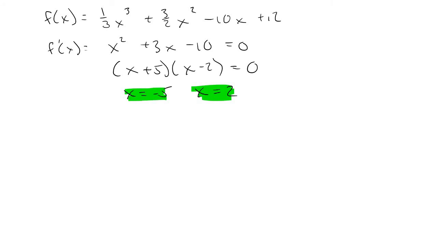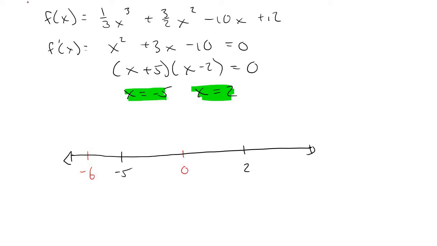So let's draw a number line. And let's put both of these points, negative 5 and 2, on the number line. Now let's take a point that is to the left of negative 5, such as negative 6. Something in between these two, that would be 0, as long as it's not undefined at that point. And then something to the right of 2, 3. We don't want the point to be too far away.